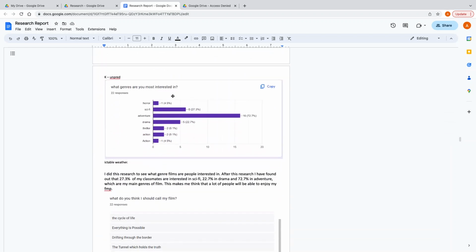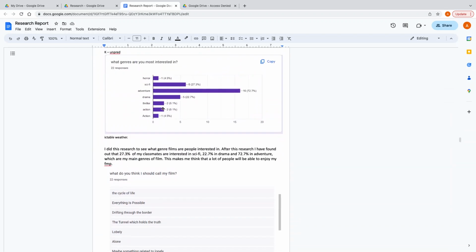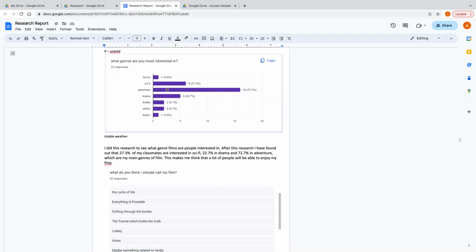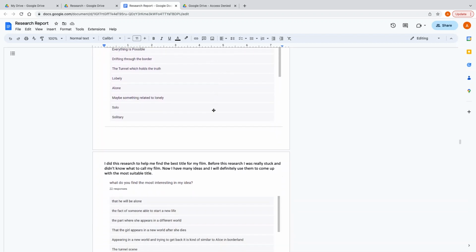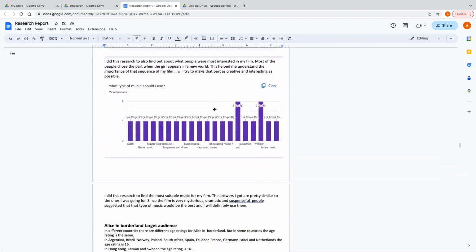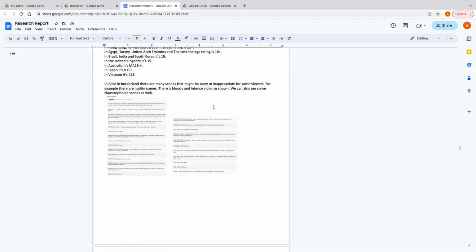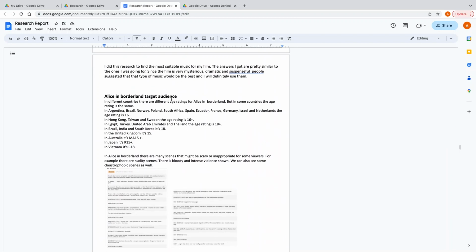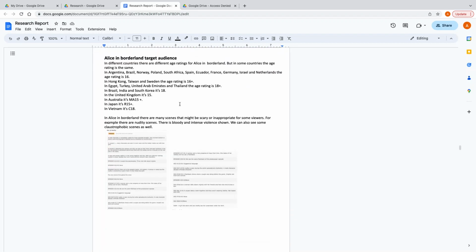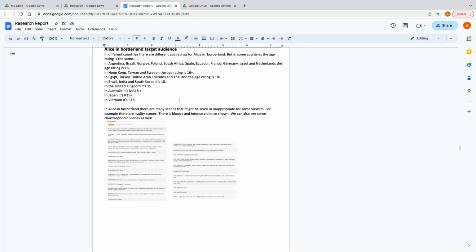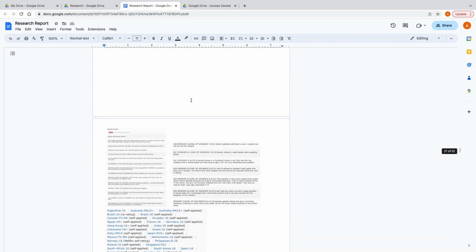Those are the Google Forms that I made to gather feedback, which was really helpful. And this is, I analyzed each question, and to what extent it helped me. This is also the target audience for Alice in Borderland. I kept comparing my film to Alice in Borderland because the storyline and target audience and everything was pretty similar, so I kept comparing them.